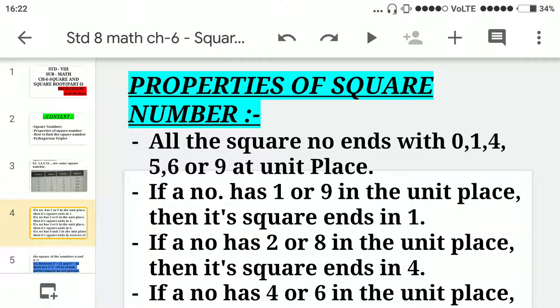No, that's not possible. For example, 15. In 15, 5 is there in the unit place. Doesn't mean 15 is a square number. But 25 is a square number. That's why its unit place ends with 5.